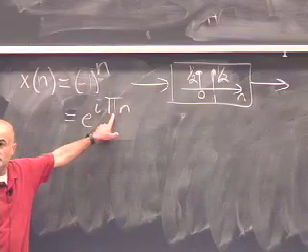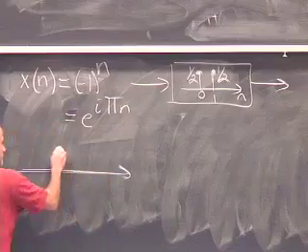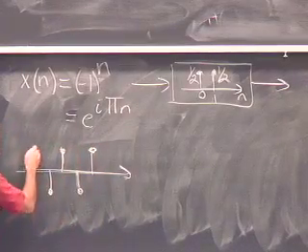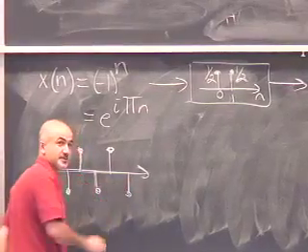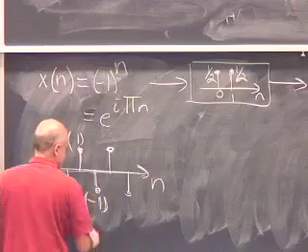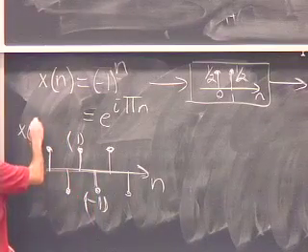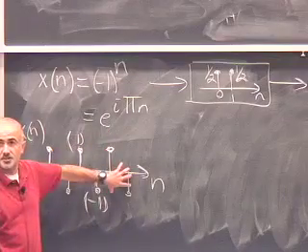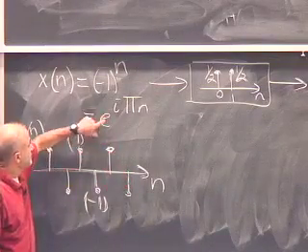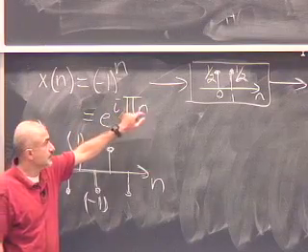E to the I pi n, right? Minus 1 to the n. Notice minus 1 to the n is what? It's the signal that keeps flip-flopping. This is the input signal, x of n. In a previous lecture, I told you this is the highest frequency discrete time signal you can find. So you can represent that as e to the I pi n.